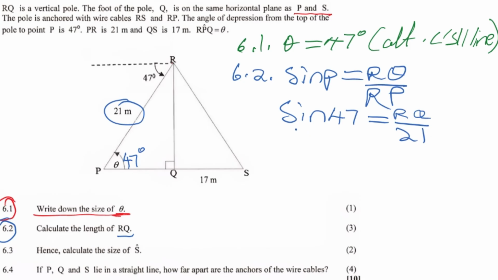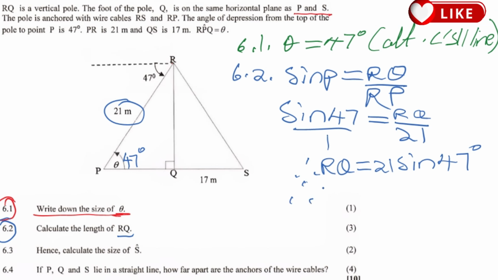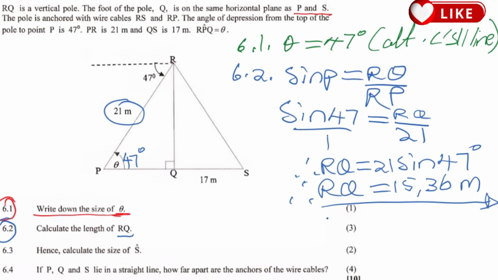Now in this case, what we have to do is just to cross multiply, right? So we will have 1 multiplied by RQ. So that will give us what? RQ. And then when we cross multiply, we will have sine 47 degrees multiplied by 21. So we will have 21 sine 47 degrees, right? Now when we press our calculator, RQ is equal to 15,36 meters. All right, so that becomes the answer there.